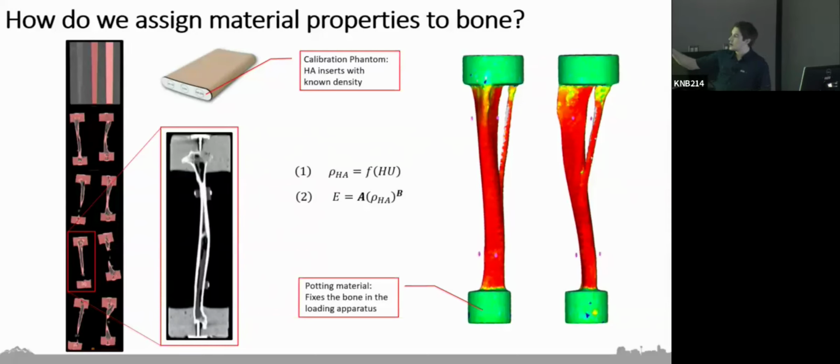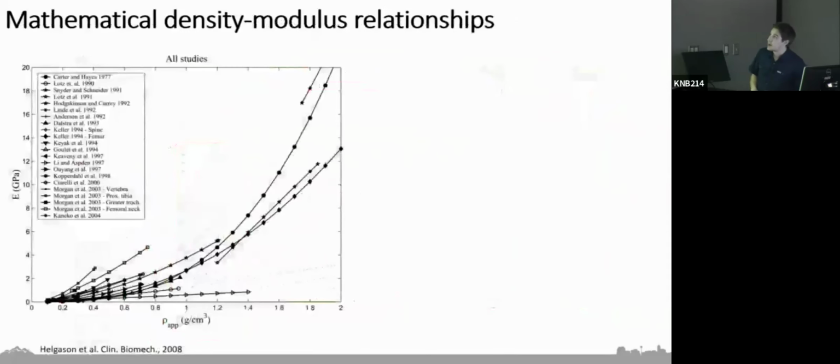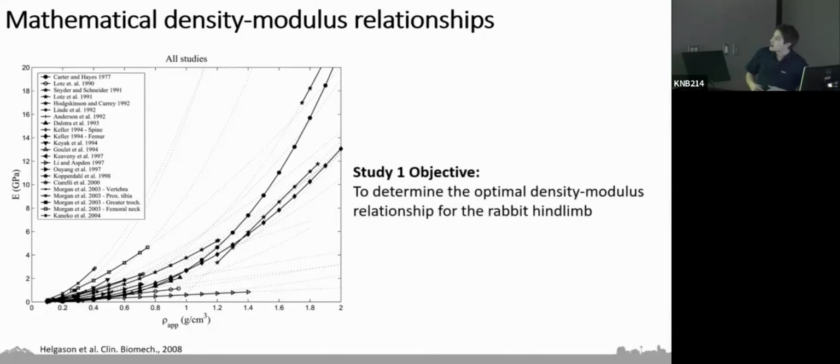But looking back at equation 2, we see this nice power law relationship, but we still don't know these values of A and B. So what are those values going to be to actually convert from these density values into our elastic modulus? In fact, there have been a wide array of density modulus relationships proposed in the literature. And even when we group these relationships by things like the anatomical location, the specimen geometry, and the loading conditions, there still remains a ton of scatter. So we don't really know which relationship needs to be used. And the study of our first objective is to determine that optimal density modulus relationship for the rabbit hind limb.